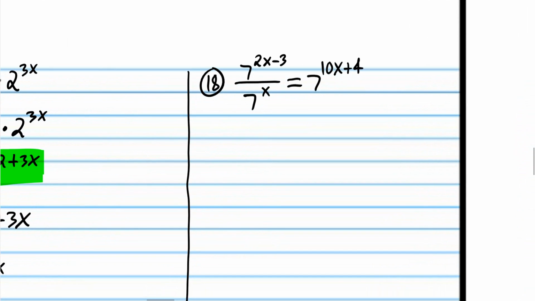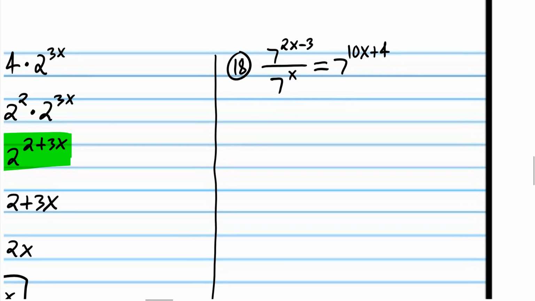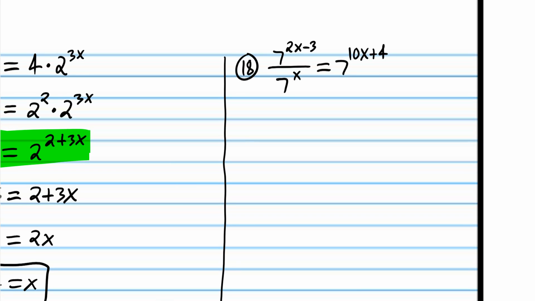Let's try another one of these problems. So this problem is going to use, we have a fraction, and these exponential expressions have the same base. So when you're dividing, rule number 2 tells us that we can subtract the power. So we have 7 to the 2x minus 3 minus x. So we took this exponent here, and we subtracted this exponent.